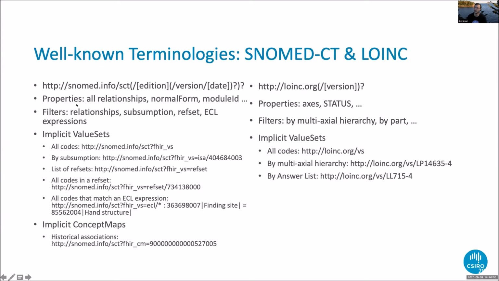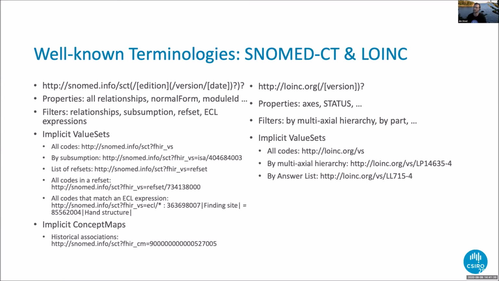For properties, all of the relationships that are defined in SNOMED are available as properties on codes. So if you do a lookup request, you can ask for any of those properties and the server should be able to give it to you. And those are all there as filters as well. So if you're building a value set and you want to define your value set using filters, then you can use the SNOMED relationships to build those.